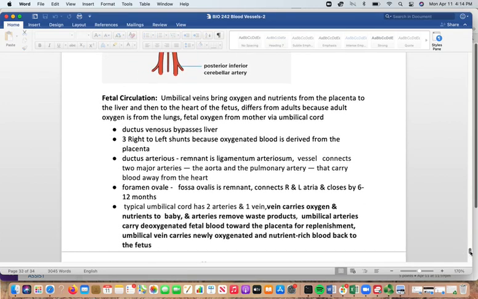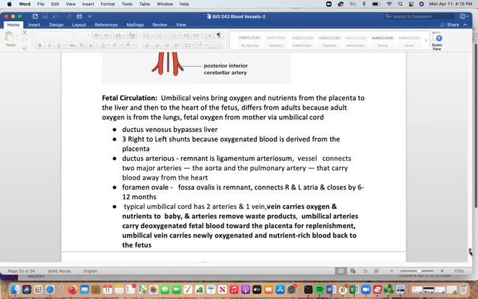So the fetal circulation, the umbilical veins are going to bring oxygen and nutrients from the placenta to the liver and then to the heart of the fetus. This is different than an adult. An adult's going to get their oxygen from the lungs. The fetus is going to get oxygen from the mother through the umbilical cord. So the ductus venosus bypasses the liver.